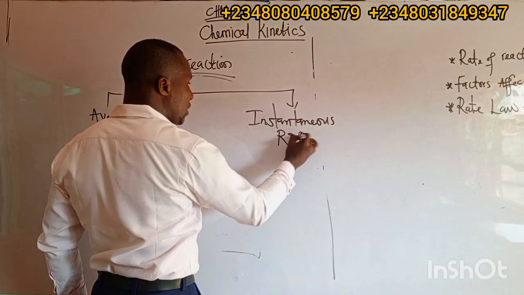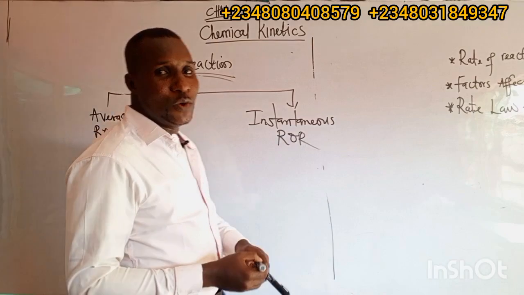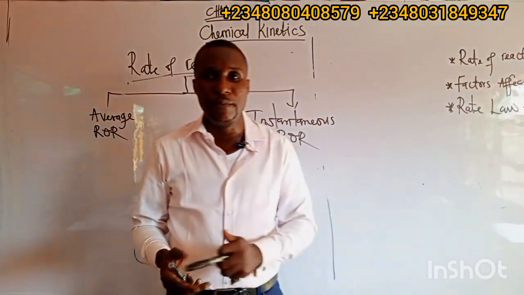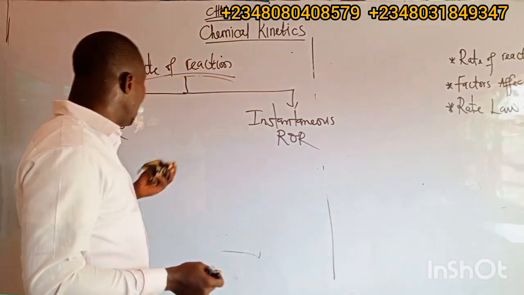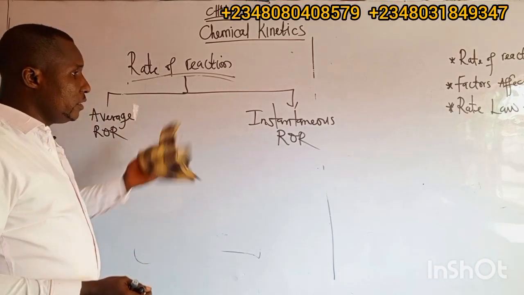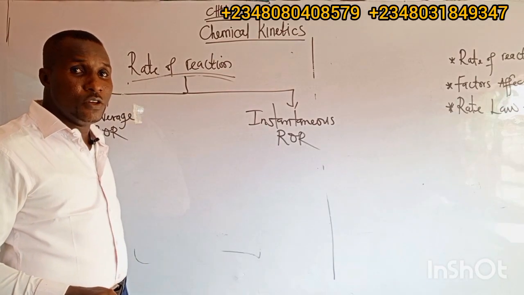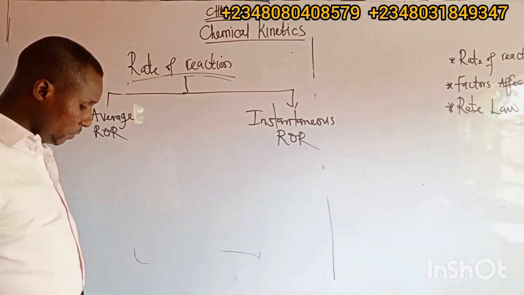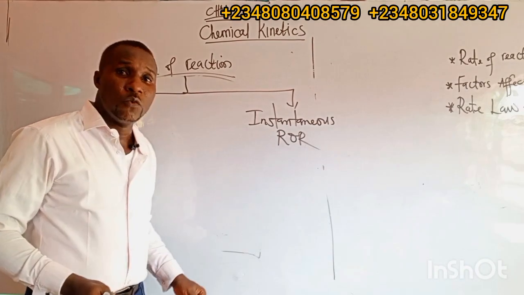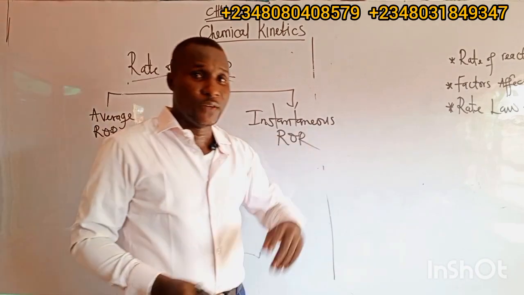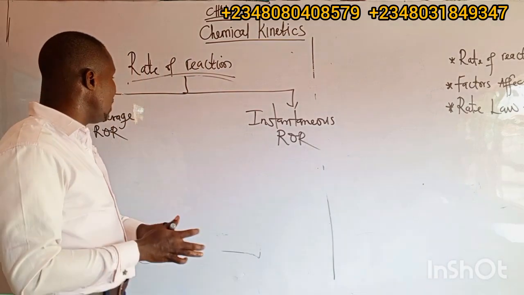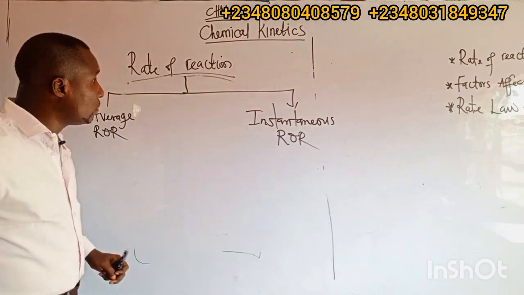Rate of reaction. These are the two ways in which rate of reaction can be measured. The first one is what? Average rate of reaction. The second one is what? Instantaneous rate of reaction. And we are going to look at them one after the other. Let's take the first one, average rate of reaction.